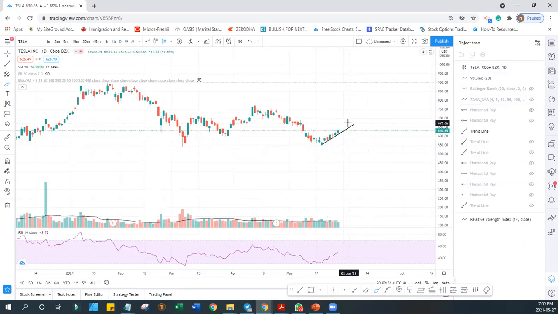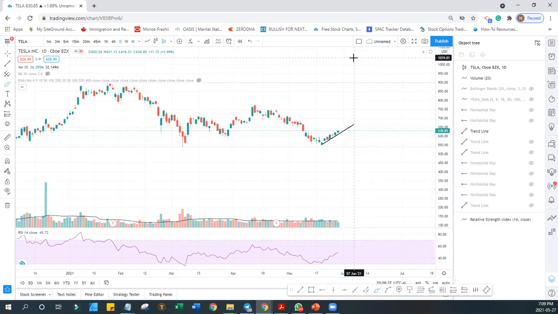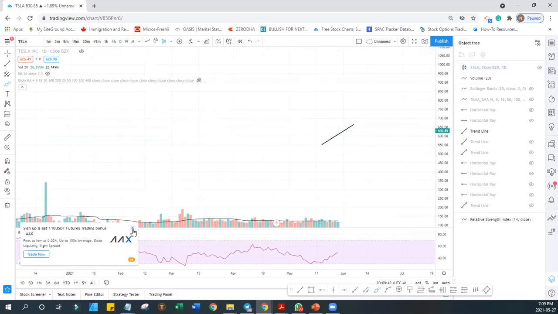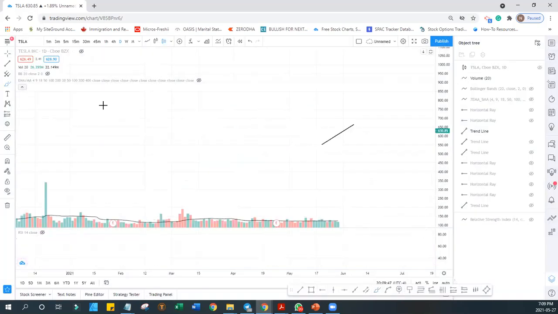This is a good pattern, a good channel. It's just a matter of time for it to start falling. Looks like it, but you never know, right? This is all guesswork. So let me close this up. I don't need RSI here, it's all backwards, and I don't need volume here as well.